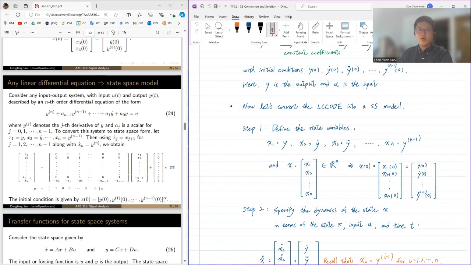Here we define the state variables x1 as y, x2 as y dot, x3 as y double dot, all the way to xn as the n minus 1 derivative of y. And we let the state x be a vector of x1, x2, all the way to xn. With our definition of the state, the initial state x of 0 is a vector of y of 0, y dot of 0, all the way to y^(n-1) of 0.